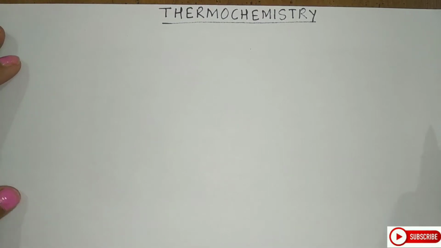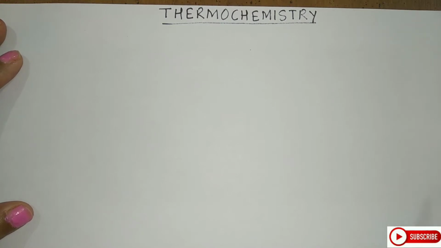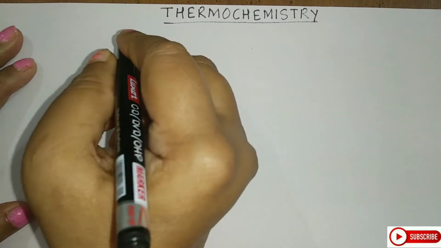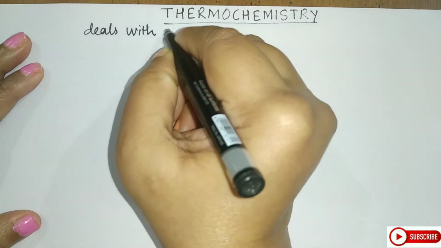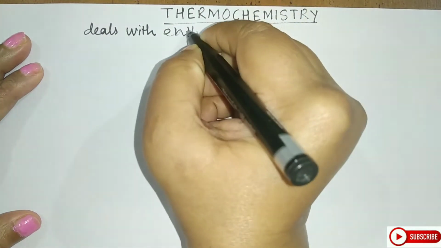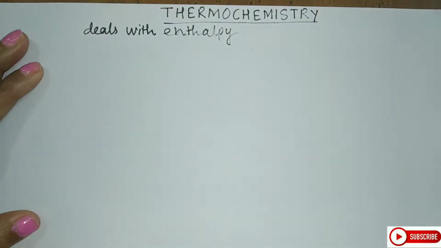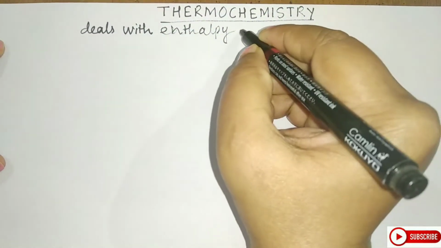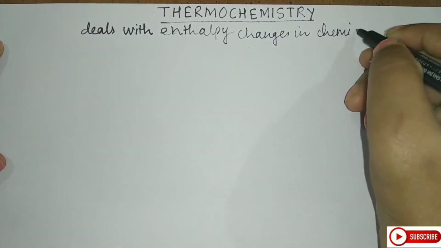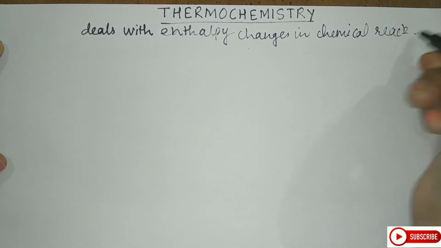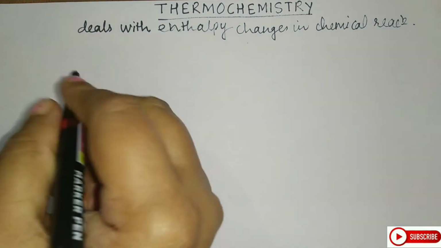Students, here we are going to see one of the enthalpies, that is enthalpy of chemical reaction under thermochemistry. Actually, thermochemistry deals with the enthalpy changes that take place during chemical reactions. So what is actually thermochemistry? It deals with enthalpy changes in chemical reactions. Now let us see the first one, that is enthalpy of chemical reaction.